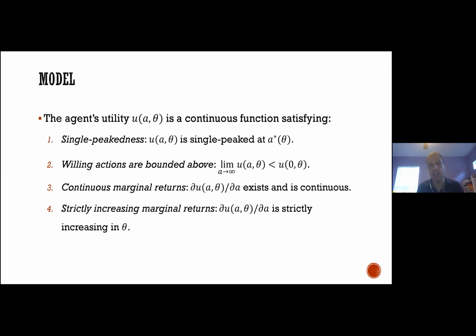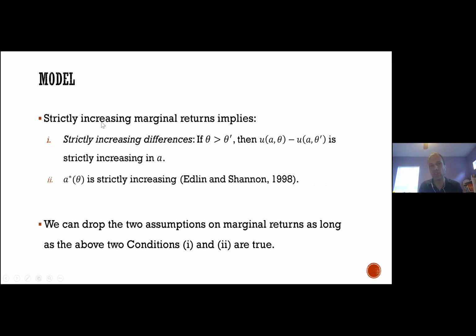Now this assumption, I don't know whether it is the most popular assumption out there in the screening literature, but it is weaker than assuming the Spence-Mirrlees single crossing condition. That condition is on the cross partial, so it requires that the function be differentiable in both theta as well as in A. I'm not assuming any of that. I just require differentiability with respect to the action, continuity of that derivative in the action, and strictly increasing in the type. In fact, I could drop these last two assumptions. I don't even need a differentiable utility function as long as two other assumptions are satisfied. So the whole point of imposing strictly increasing marginal returns is these two things I get out of it.